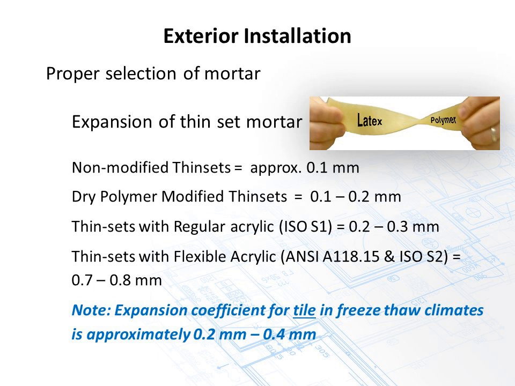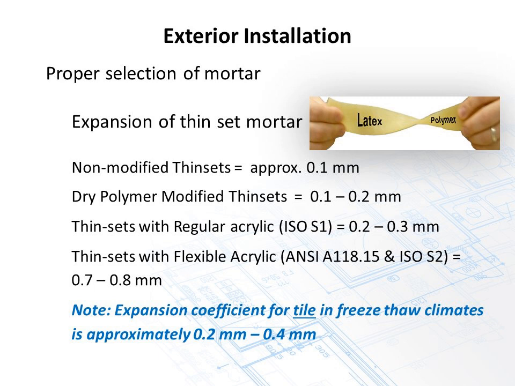Talk a little bit about mortars. There's non-modified thin sets. This gives you a rough idea of how much they can move through thermal expansion and contraction: 0.1 millimeter. Dry polymer modified thin sets, your 118.4 single component mortars: 0.1 to 0.2 millimeters. Then you take a thin set with a decent acrylic. In this case, I actually happen to list the ISO S1 deformability being a standard deformability rating: 0.2 to 0.3 millimeters.